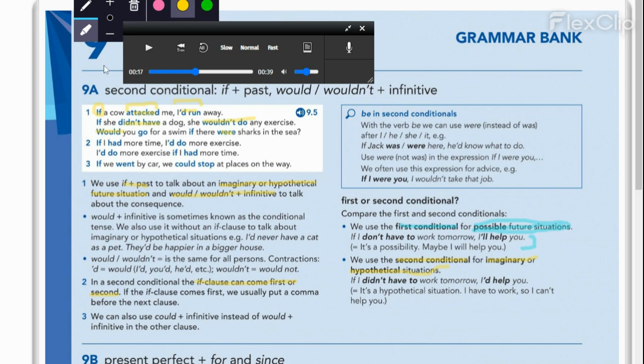And the last thing. Let's listen to the last examples, and now I'm going to explain something about another possibility.